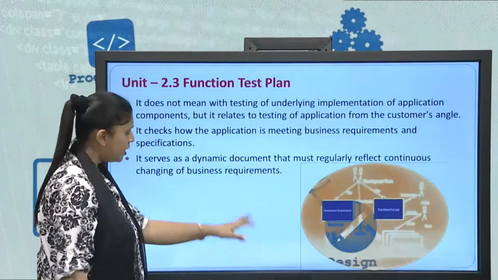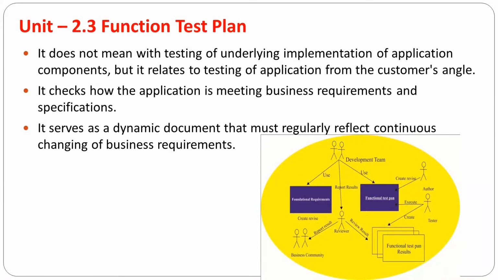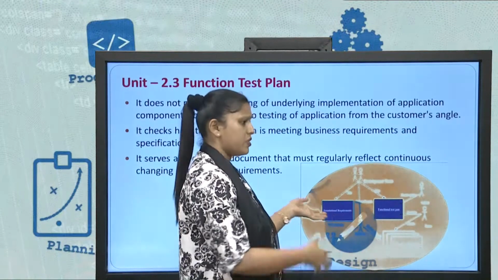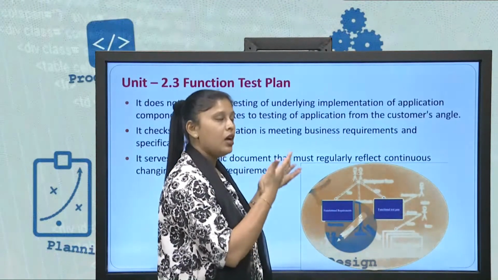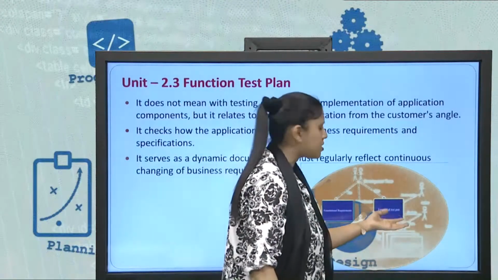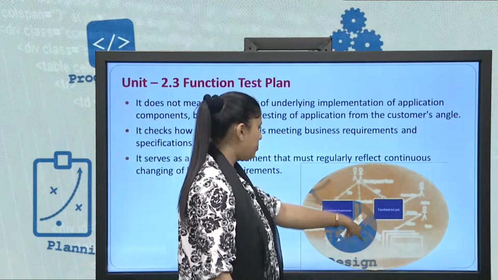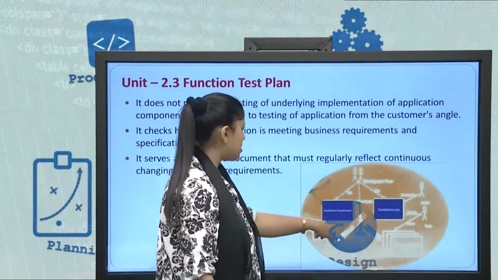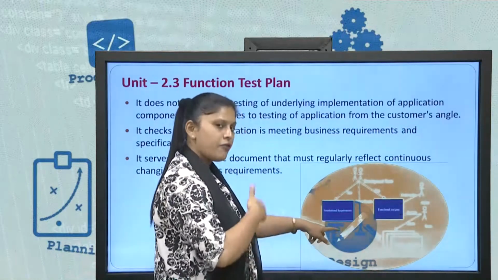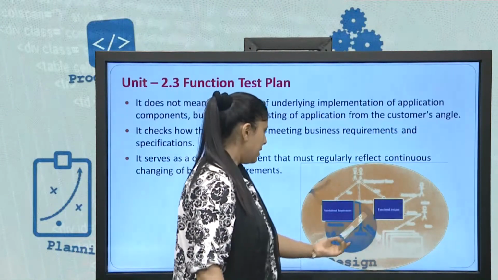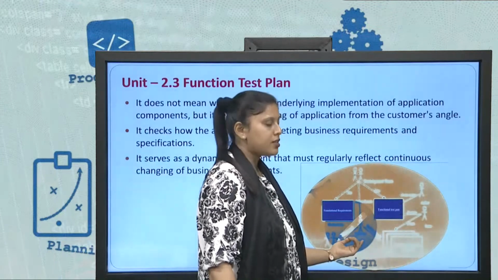Here is a test plan. It is a simple example. I hope you can see the diagram here. There is a development team involved. The development team checks the functional requirements, that is, the foundational requirements given by the users, and it has functional test plans. They check both of these and generate report results. Those report results will be revised every now and then. The report result is given to the business community for review. There is a reviewer involved in this.